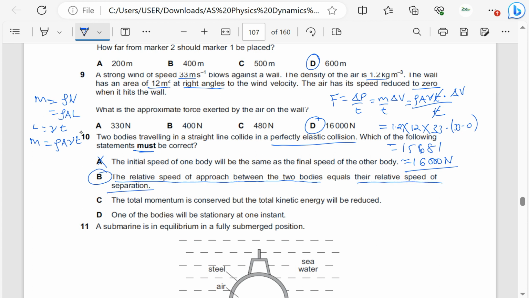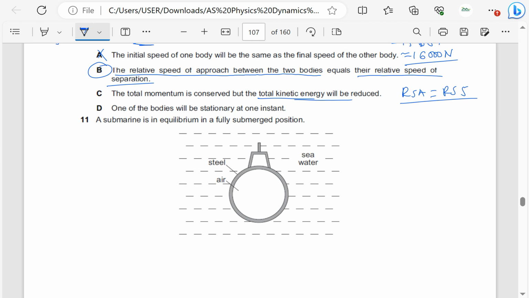That means kinetic energy is conserved. The relative speed of approach should be equal to the relative speed of separation for the collision to be perfectly elastic. So the answer is B. Total momentum is conserved, but total kinetic energy will be reduced. It must be conserved also. One of the bodies will be stationary at one instant. That is not true. So the answer is B.